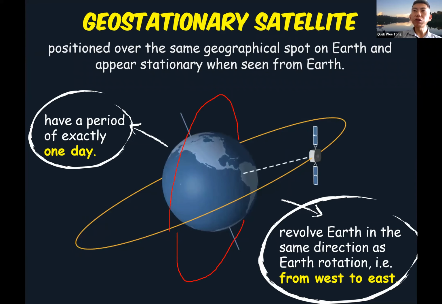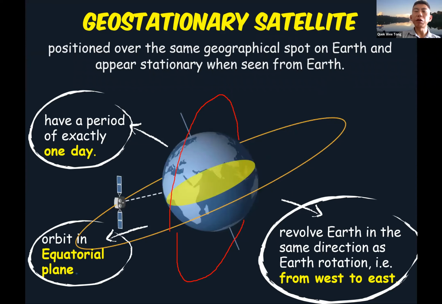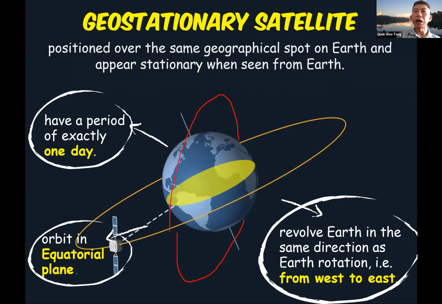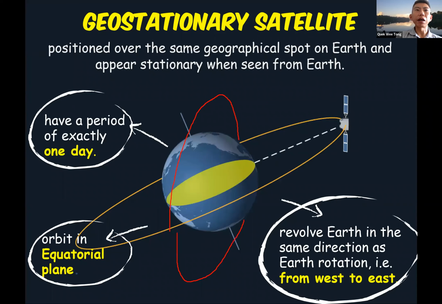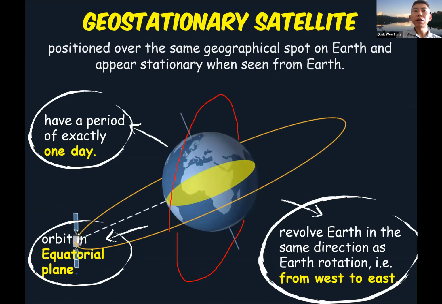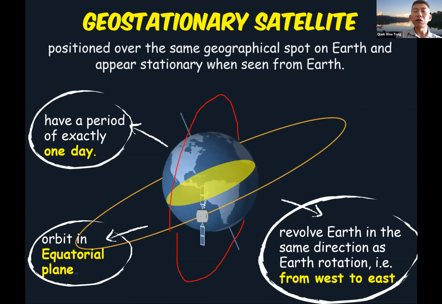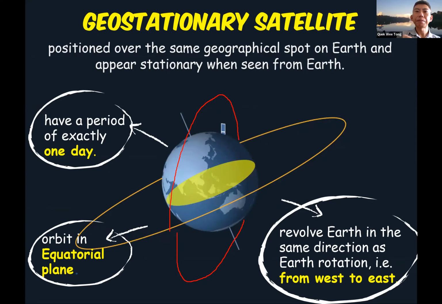So geostationary has another characteristic. It must be in the equatorial plane, and in the same direction as Earth's rotation. And finally, no more, just 3 conditions. So when you want to describe the conditions for a geostationary satellite, all these 3 must be there.